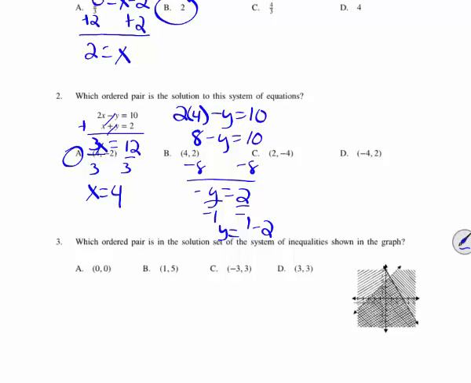Which ordered pair is in the solution set? The solution set is where your shading overlaps in this case. So when I look, I have here would be 0, 0, so that's definitely where they overlap. 1, 5 is going to be up here. That is not where they overlap. Negative 3, 3 is over here. And positive 3, 3 is up here. So the only one that works is 0, 0. I think that's it on this page.